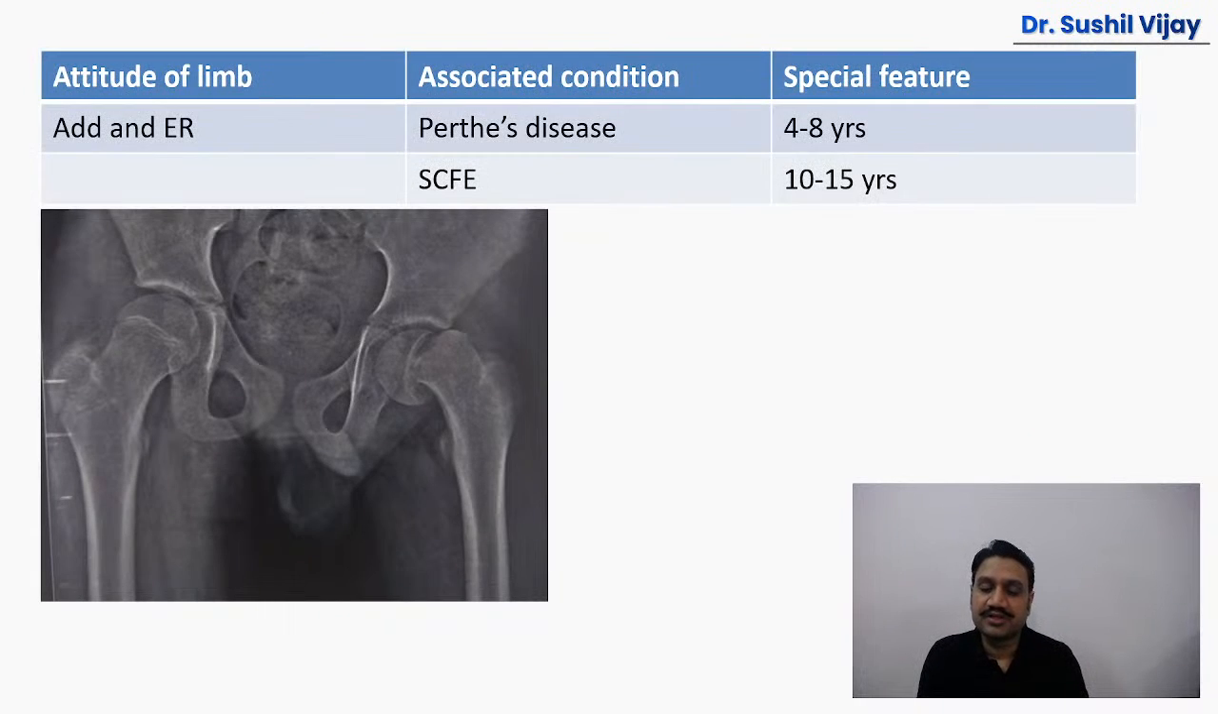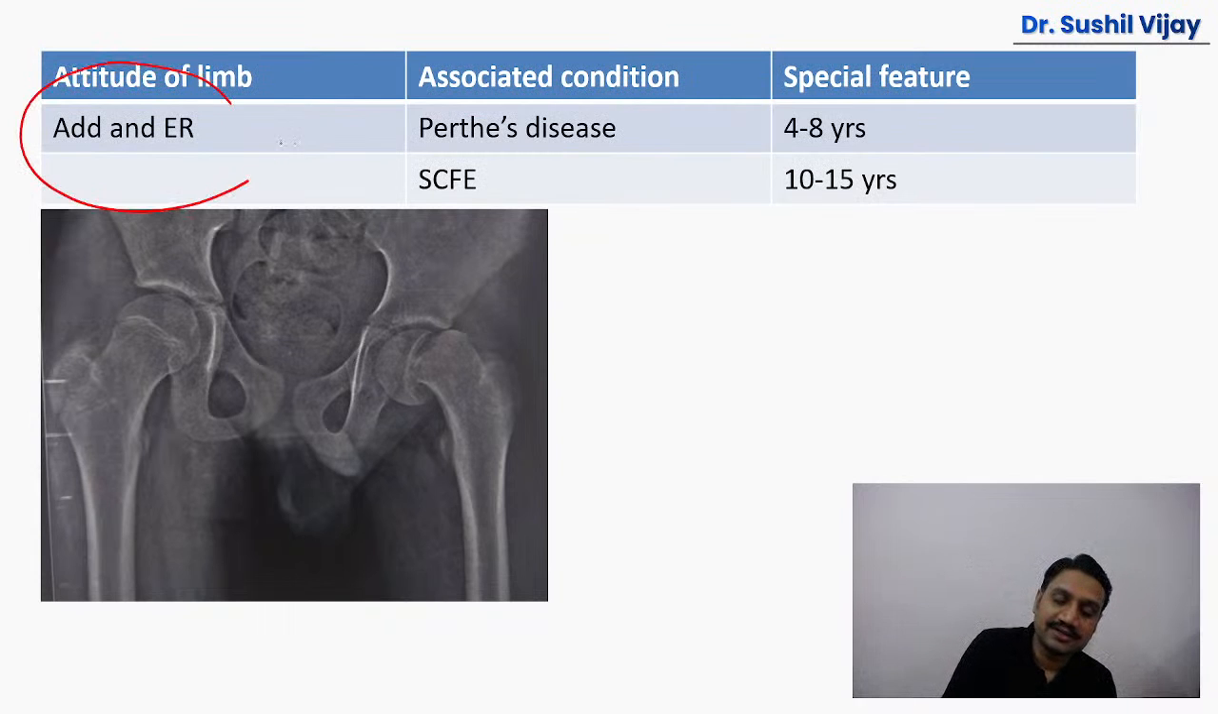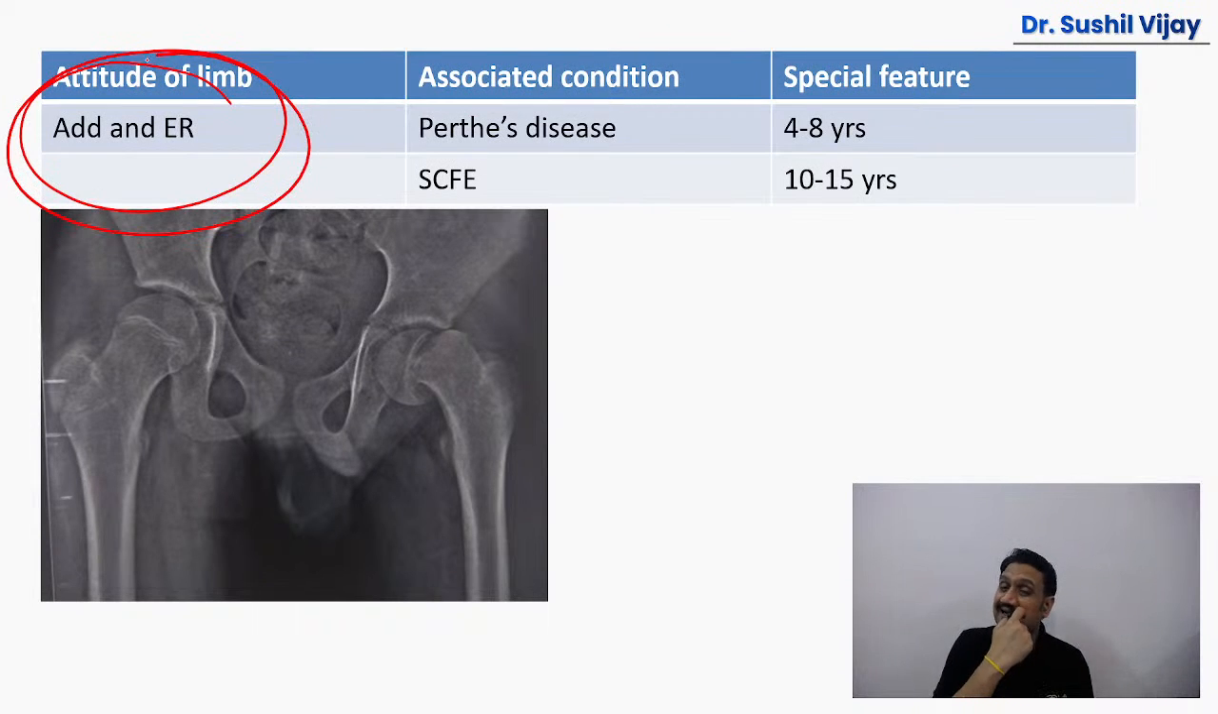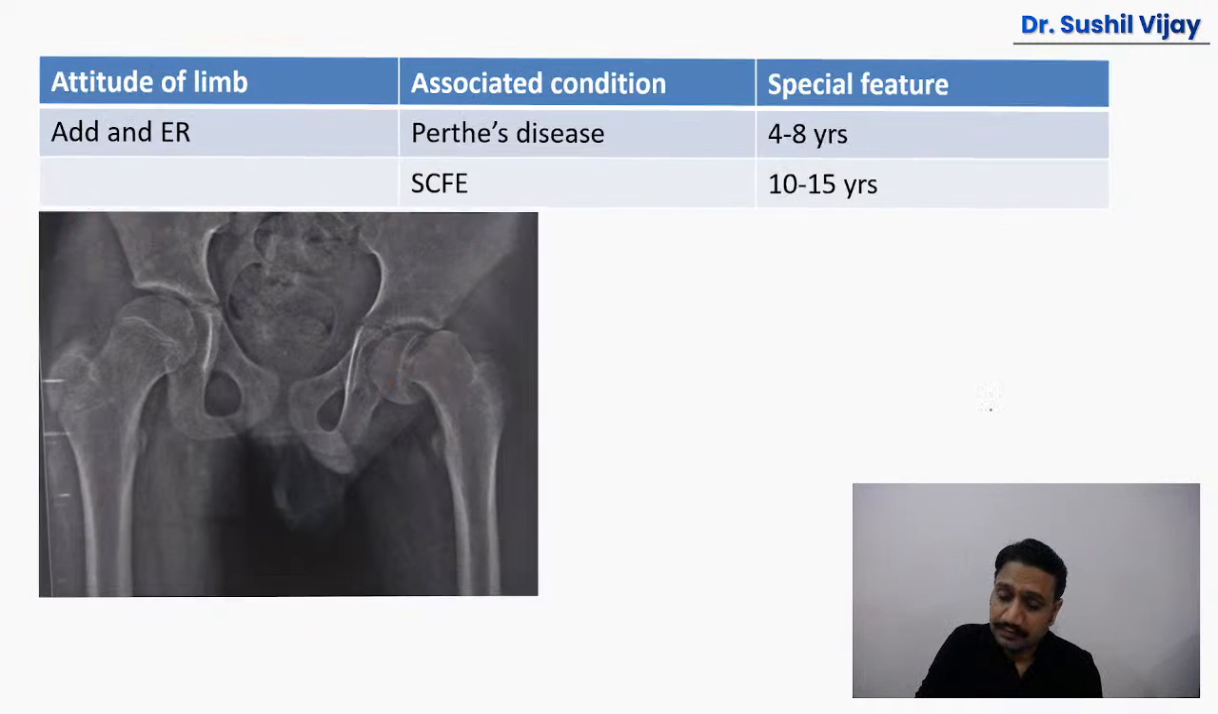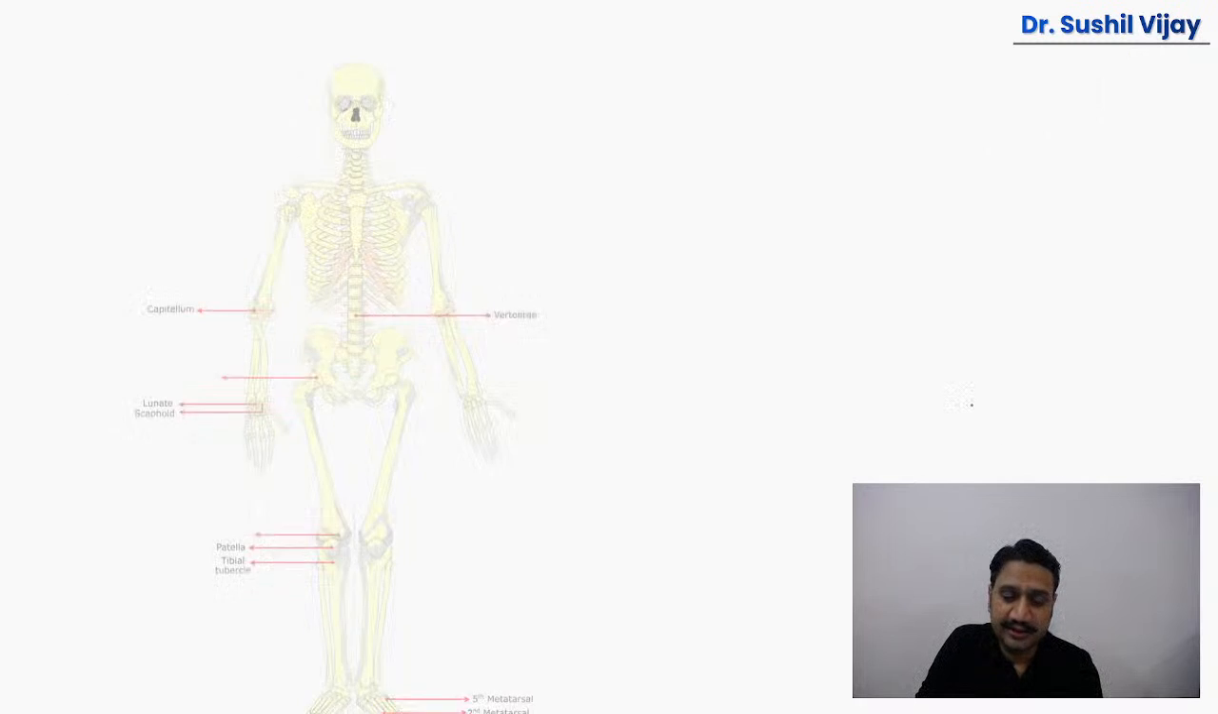This one is another situation where you have the attitude of the hip in adduction and external rotation. Adduction and external rotation is seen only in two situations: SCFE, where the epiphysis has slipped from the rest of the bone, or the Perthes disease. So please remember the attitude of the hip.